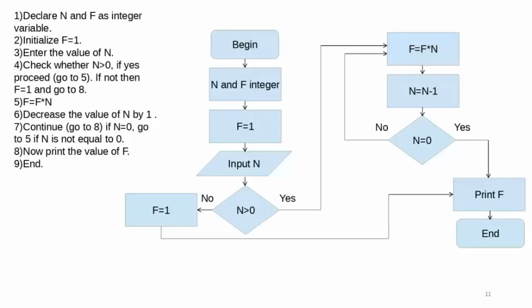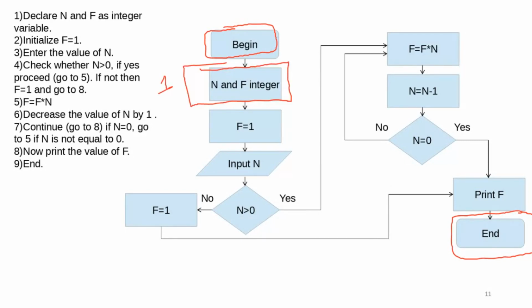So let's go to the flowchart and study it from there. What's the first step? Declare n and f as integer variables. So we use begin, okay? And this is our n. Look at the symbols. It's a rounded rectangle. So here we declare n and f as integers. This is step number 1.